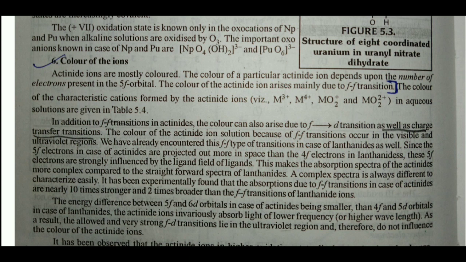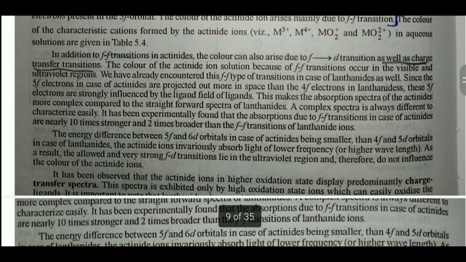The colors of the characteristic cations formed by the actinide ions M3+, M4+, MO2+ and MO2 2+ in aqueous solution are given in table 5.4. In addition to f-f transitions in actinides, the color can also arise due to f-d transitions as well as charge transfer transitions. The color of the actinide ion solution because of f-f transitions occurs in the visible and ultraviolet regions.